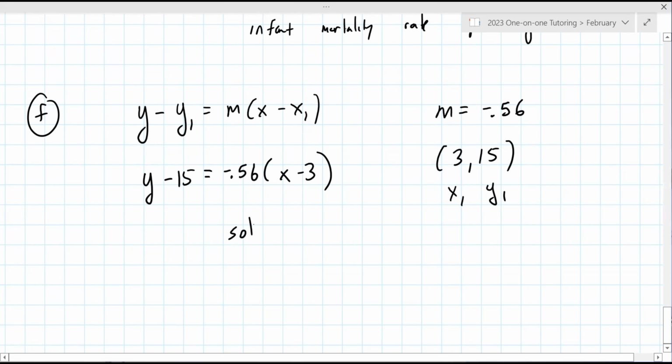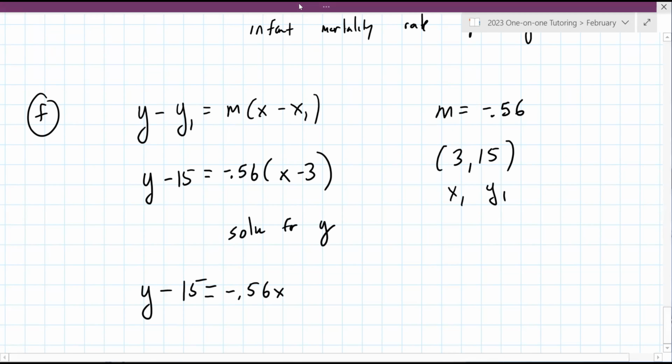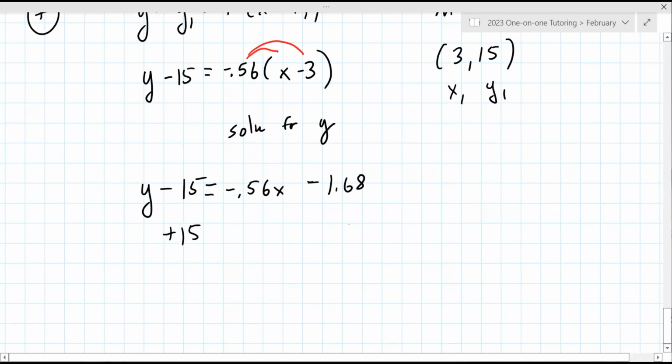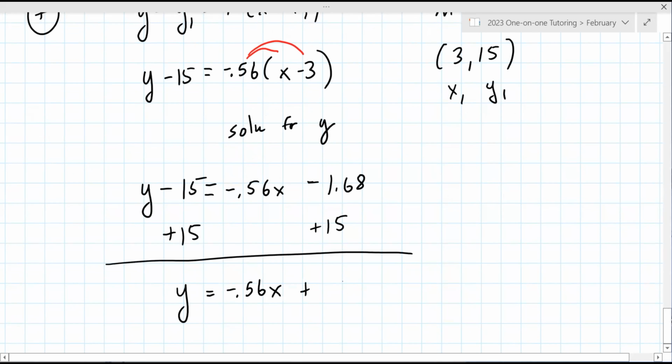Okay, so we need to solve for y. So you have y minus 15 equals minus 0.56 times x minus 3. You're going to distribute that minus 0.56 into both. So minus 0.56 times 3 is minus 1.68. And then you're going to add 15 to both sides. And that's the final answer for part F.